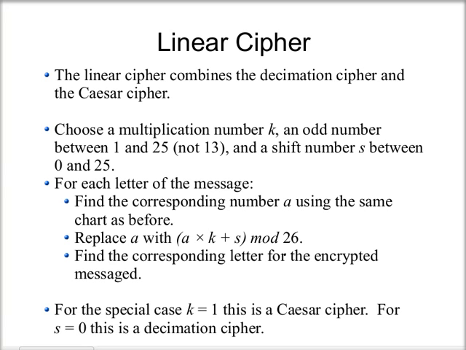So if we take a closer look at this, in the special case where k is equal to 1, then this is just going to become a plus s mod 26, so that is a Caesar cipher. If we have s equal to 0, then this is just going to be a times k mod 26, which is a decimation cipher.